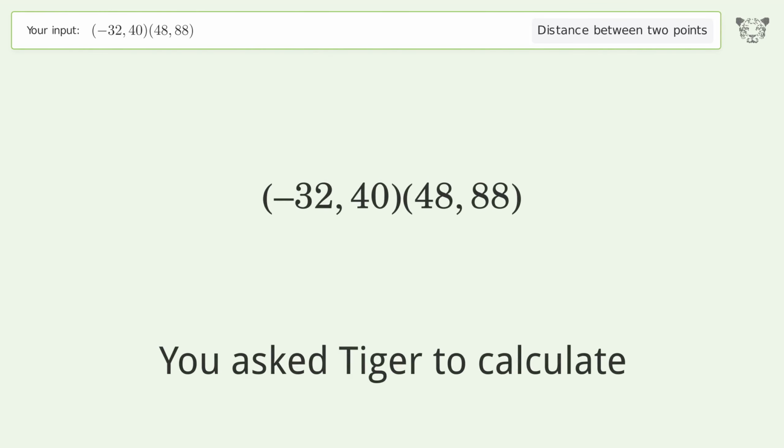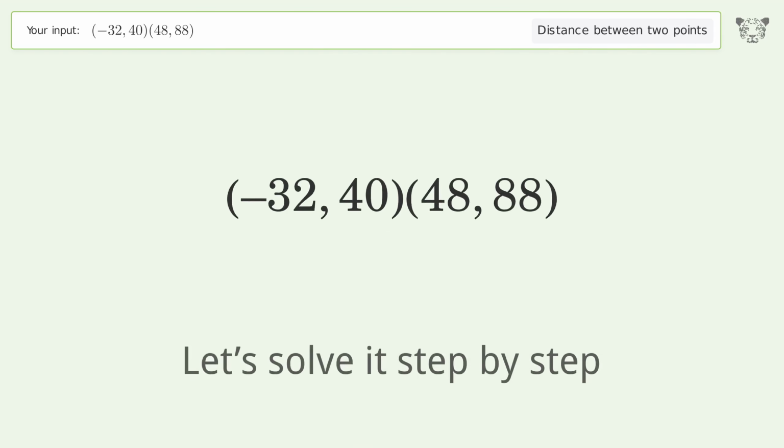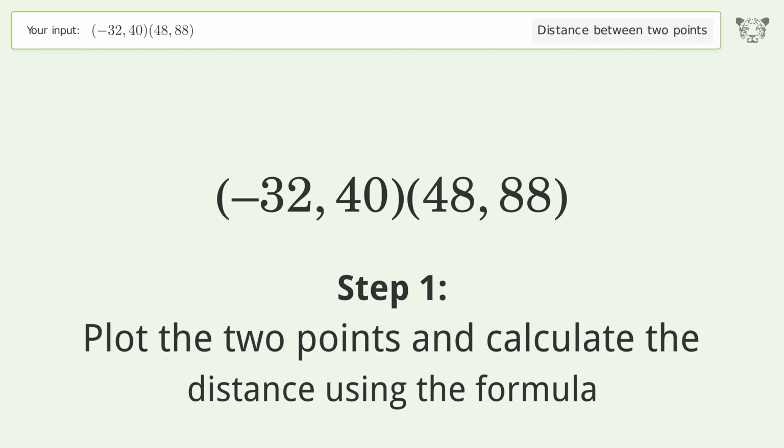You ask Tiger to calculate. This deals with the distance between 2 points. The distance between the 2 points is the square root of 8,704, or 93.295. Let's solve it step by step. Plot the 2 points and calculate the distance using the formula.